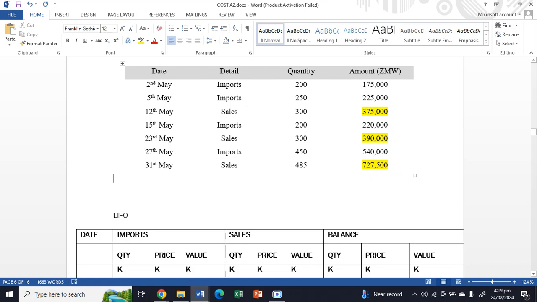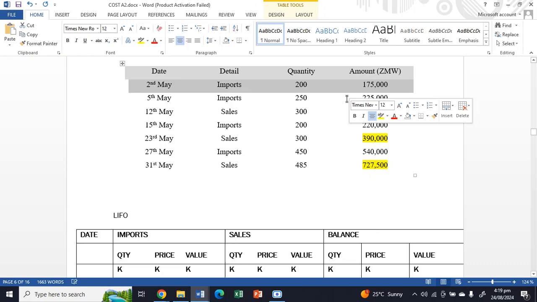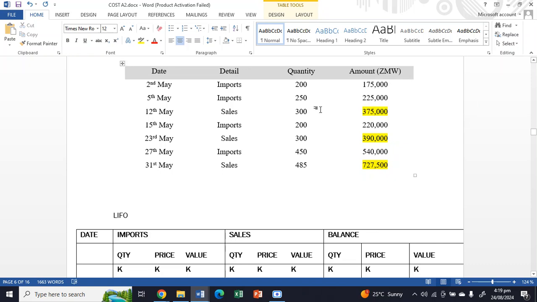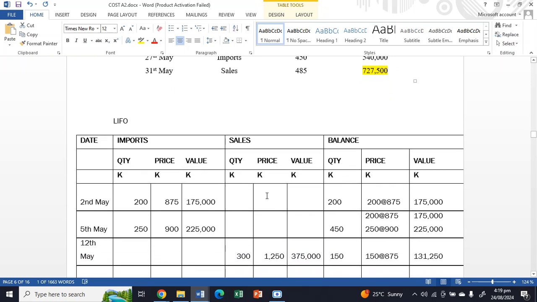Okay, so we don't have opening inventory. If you have opening inventory on this balance section, you are going to put the amount for the opening inventory. So we purchased. These first two transactions will be the same, okay, it won't be different from the FIFO method. We purchased 200 goods and we paid a total of 175,000. The cost of each good, 875 kwacha.